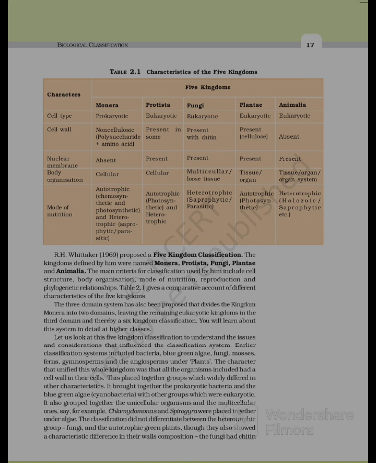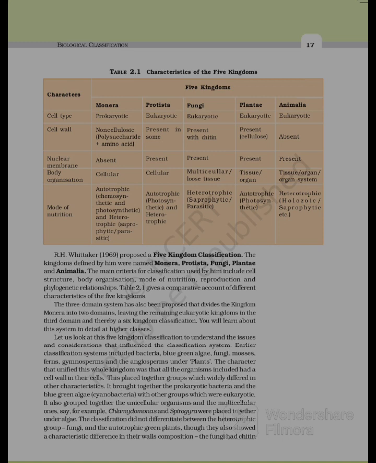This placed together groups which widely differed in other characteristics. It brought together the prokaryotic bacteria and the blue-green algae (cyanobacteria) with other groups which were eukaryotic. It also grouped together the unicellular organisms and the multicellular ones. For example, Chlamydomonas and Spirogyra were placed together under algae.